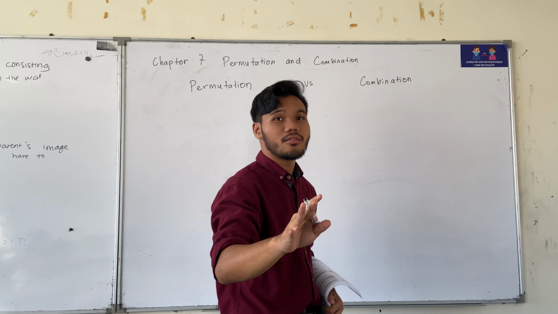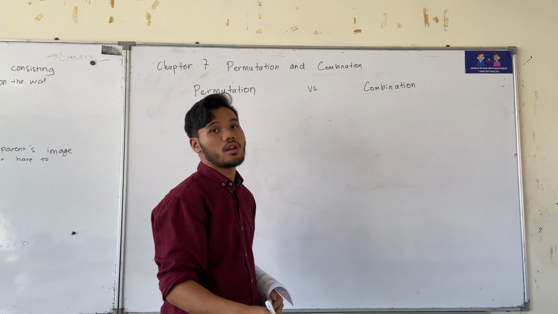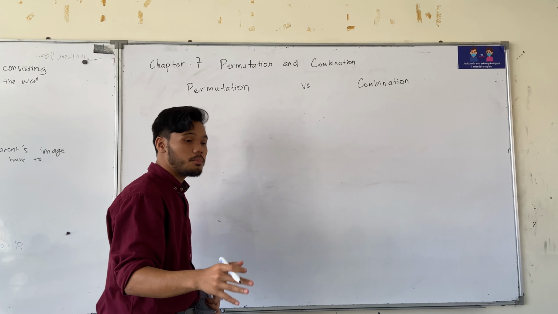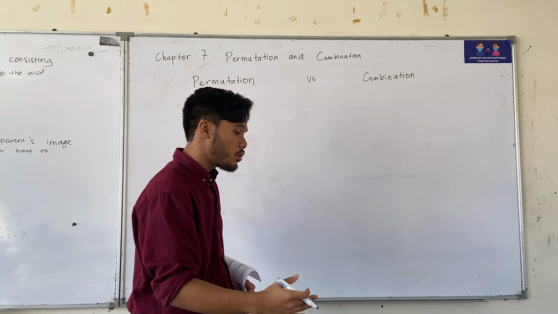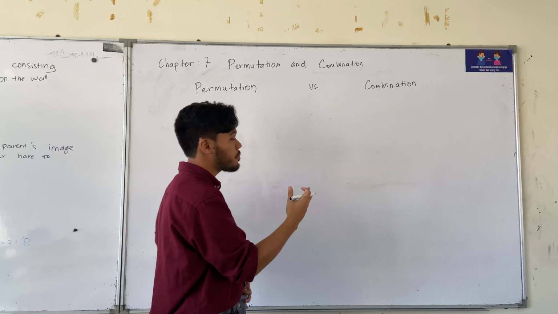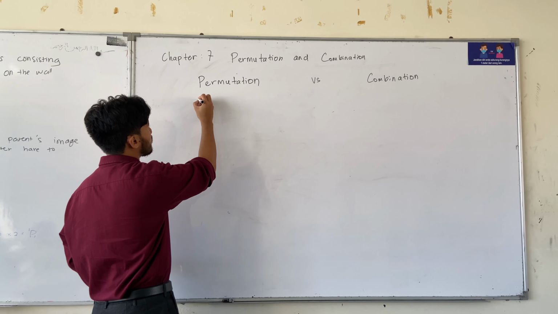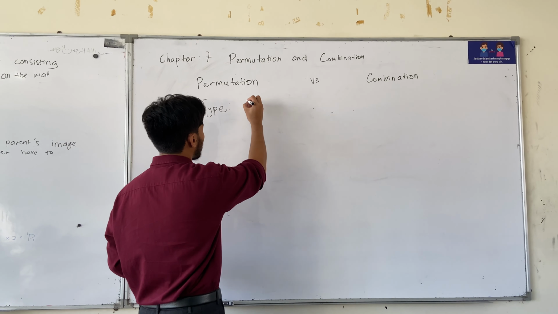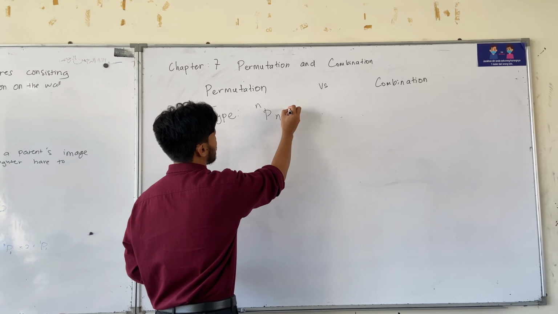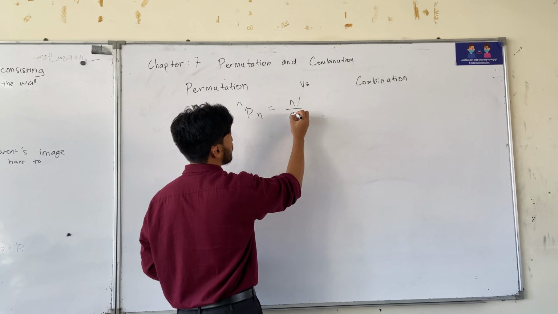Okay, hello guys. For today's discussion, we'll talk about chapter 7, permutation and combination. Before answering any kind of question, we need to know the difference between combination and permutation. Permutation has 4 types. The first type is called type 1, which is the general formula nPn is equal to n factorial over 0 factorial.